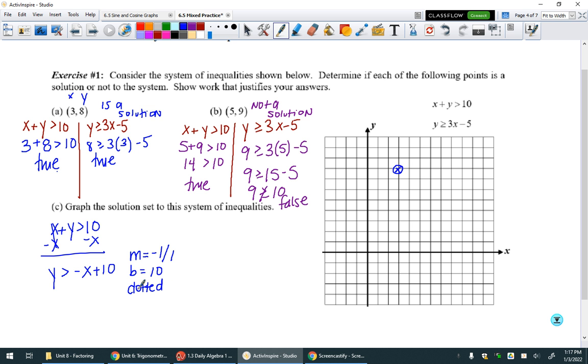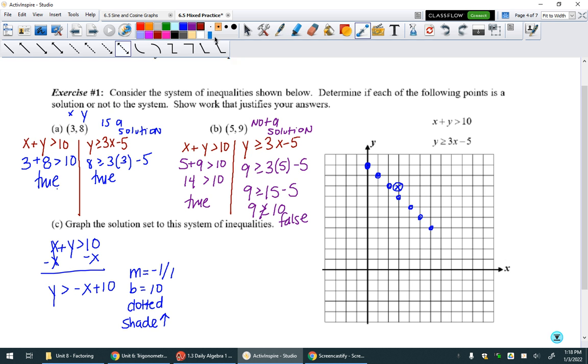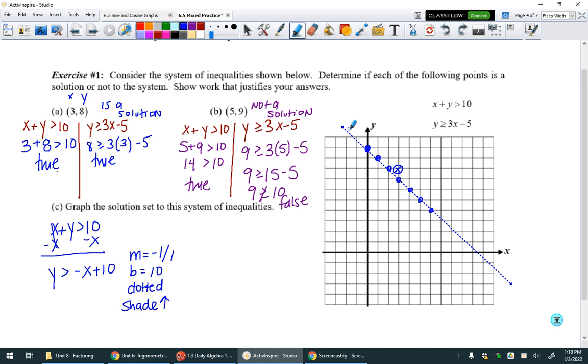And which way would I shade if the arrowhead is facing to the right? Michael? Shading upward. Excellent. So let's do this quickly. 1, 2, 3, 4, 5, 6, 7, 8, 9, 10. Negative 1 over 1, and so on and so forth. Dotted line. And I'm shading up. So I'm working from this way to this way, shading upwards. So this is my shaded area.